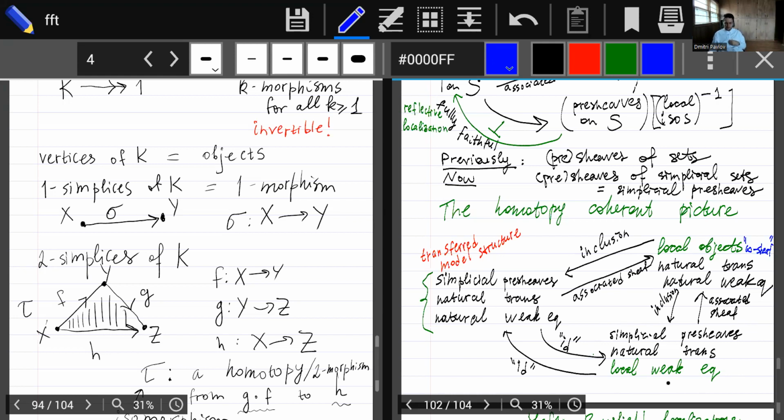Okay, so now we can compose. Since the associated sheaf functor sends local weak equivalences to natural weak equivalences, it induces this functor here right away. So this functor will be a relative functor. It's a functor that preserves weak equivalences essentially by definition.